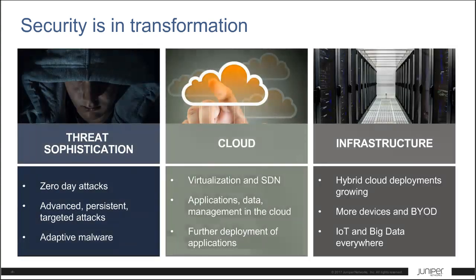So first of all, let's look into the security landscape. As you will know, security is always in transformation, and there are many vectors, or many segments that can influence it. The first one could be the threat sophistication. So first of all, threats are getting sophisticated.